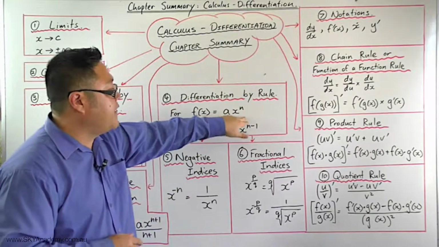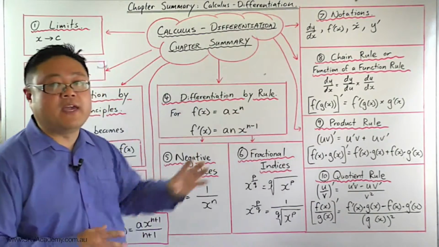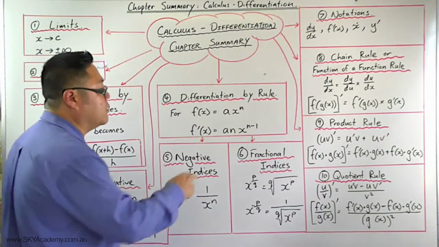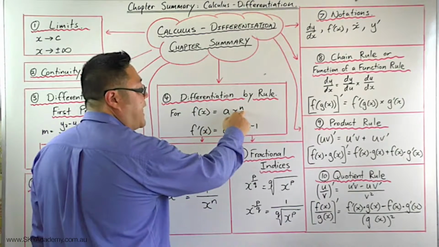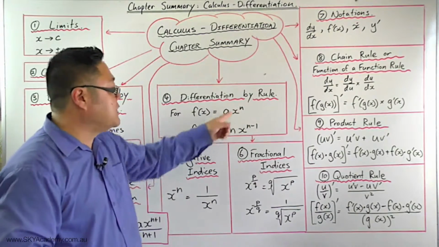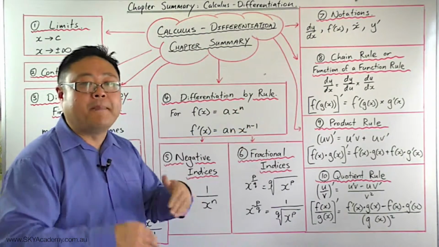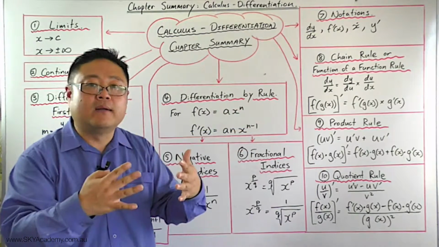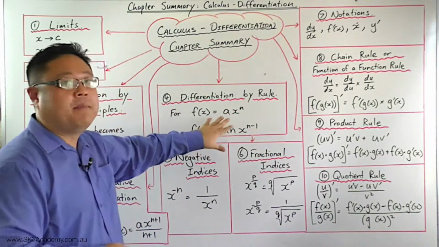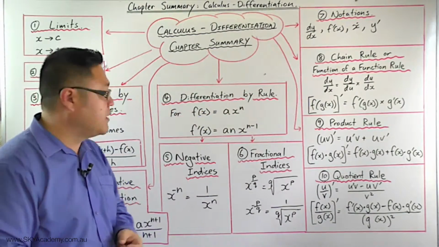If you've got a function which is a times x to the power of n, so for any general polynomial, what we do is we take the power of n and multiply it by the coefficient, so in other words, multiply by the power, and take 1 off the power to give you a new power, okay? So you multiply by the power and take 1 off the power.